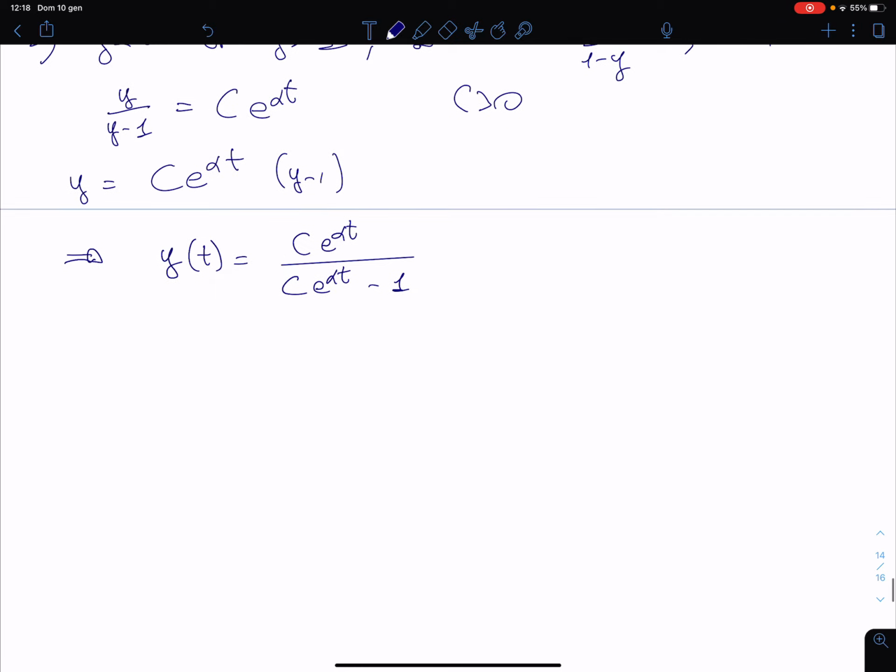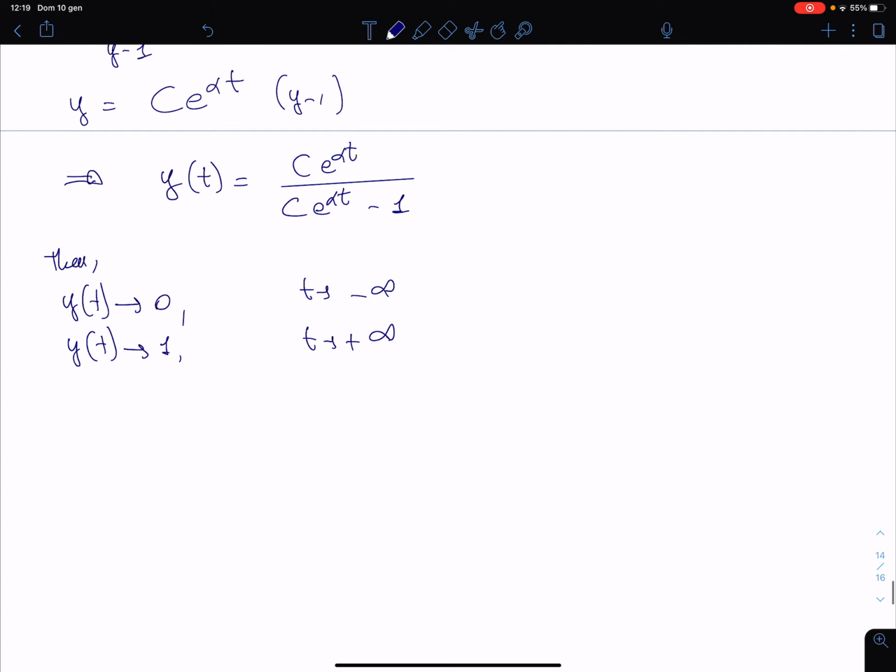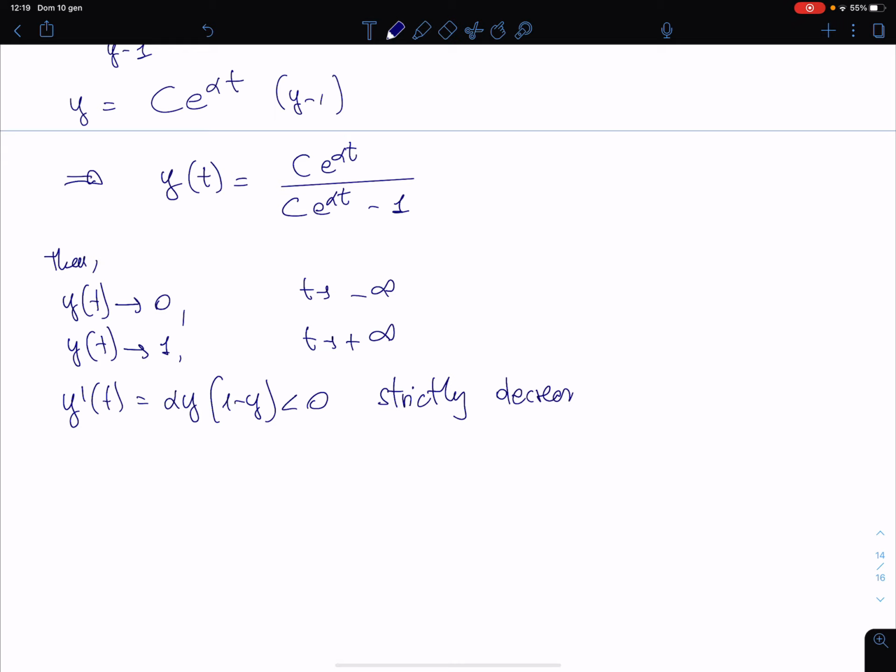So y of t goes to 0 as t goes to minus infinity, and y of t goes to 1 like before as t goes to plus infinity, and y prime of t is equal to alpha y times 1 minus y, which is less than 0, so these solutions are strictly decreasing. And it seems to be very similar, but there is a very important qualitative difference.